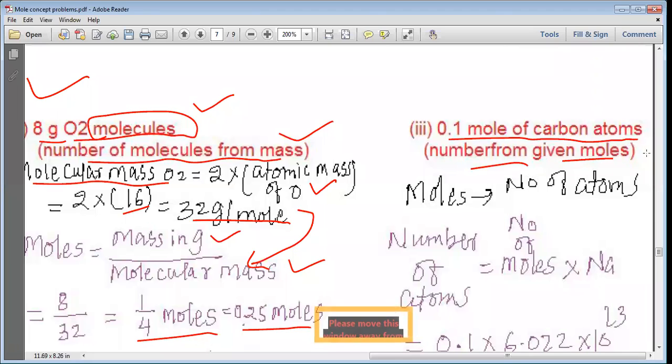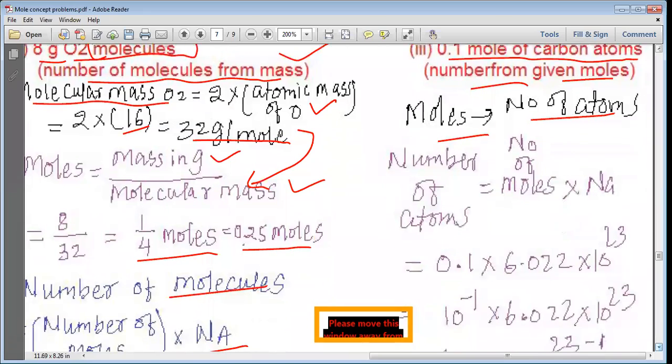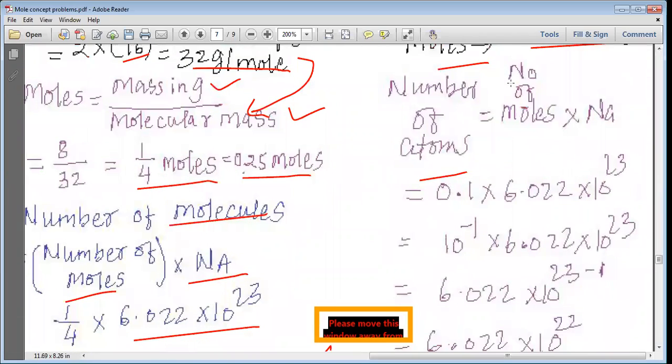The number is given in moles. So moles has to be converted to the number of atoms. If you want to convert moles into the number of atoms, the moles need to be multiplied by the Avogadro number. Here they have given us 0.1 mole. So 0.1 multiplied by 6.02 into 10 to the power 23.